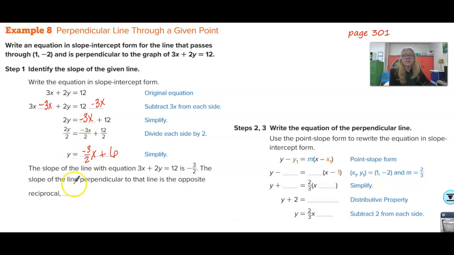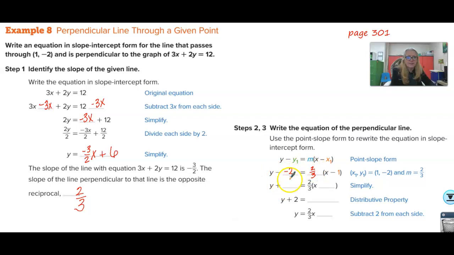The slope of a line that would be perpendicular to that is the negative reciprocal, or they call it the opposite reciprocal. So it would be positive 2/3. All right. So we know we have a line with a positive 2/3 slope that passes through the point (1, negative 2). So then we go back to our point-slope formula. Is this fun or what? The y coordinate is negative 2, and the x coordinate is 1, and the slope is 2/3.